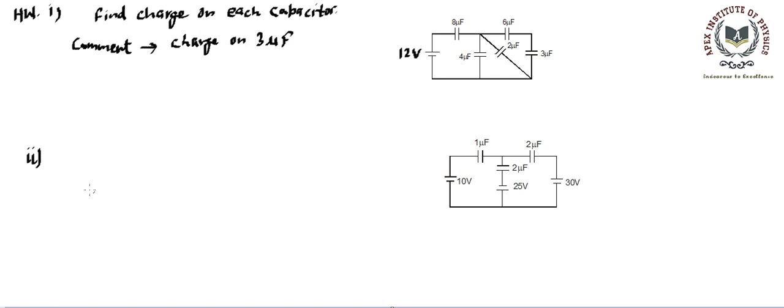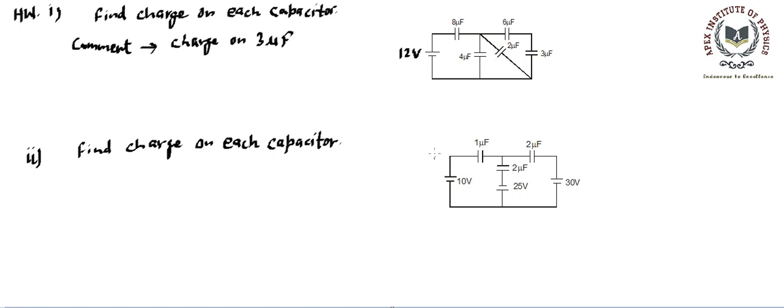This example also asks to find the charge on each capacitor. Now this example is a bit different from the earlier one, and again we will follow the same rules, Kirchhoff's laws. In this case we have not one battery, but multiple batteries: a 10 volt battery, a 25 volt battery, a 30 volt battery, and there are 3 capacitors. Earlier in this picture there was only one battery and the capacitors, but it hardly makes a difference for us.